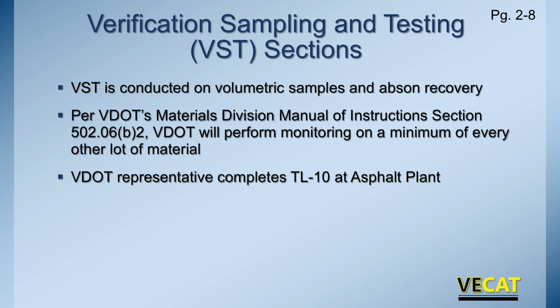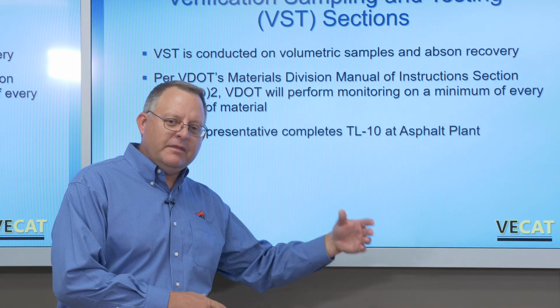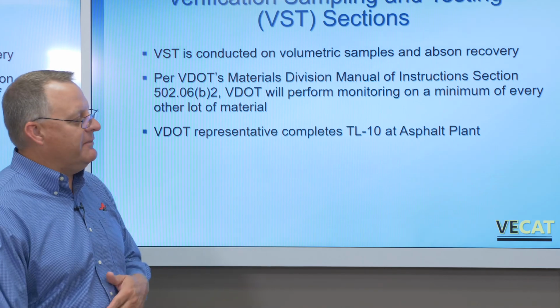We also have verification sampling and testing. That's conducted on volumetric samples and at times an ignition oven recovery, which checks the binder. Just as with independent assurance, VDOT may show up and take what they'll call a verification sample. A bigger sample is taken, maybe split, and goes back to VDOT's lab, and they do volumetrics, VTM, VMA, VFA, FA, and GMM as a comparison to see if that material meets spec. VDOT's rep completes what's called a TL10. It's a form that is traceable from the asphalt plant where it's taken all the way back to the lab for reporting purposes.